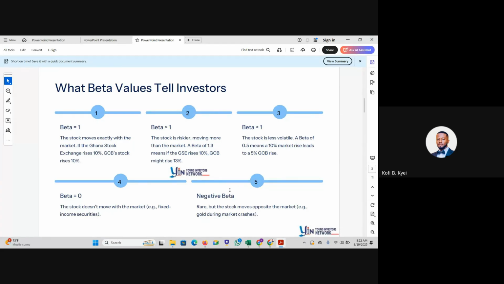A beta of 0 means it doesn't move with the market, like fixed income markets. Negative beta is rare, but the stock moves exactly in the opposite direction. So when the market goes left, the stock goes right. So these are the scenarios for beta.